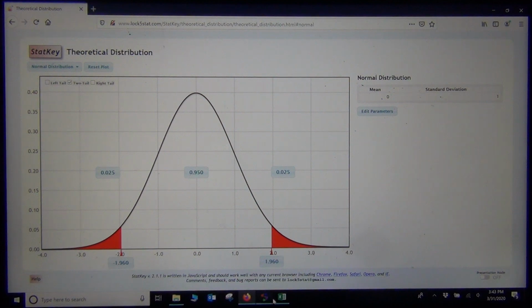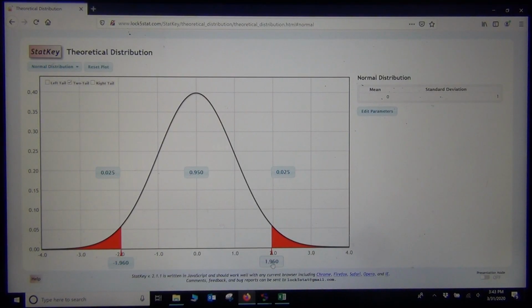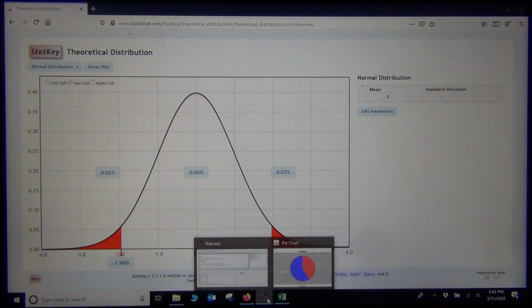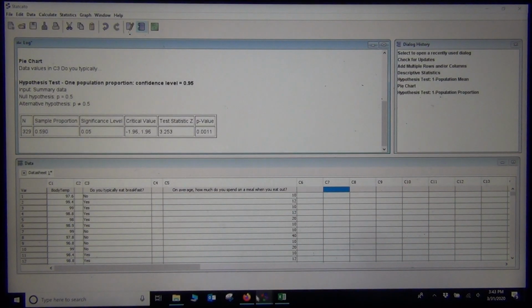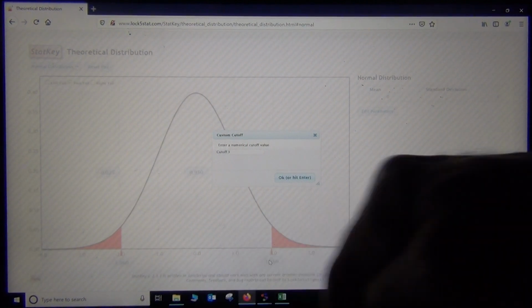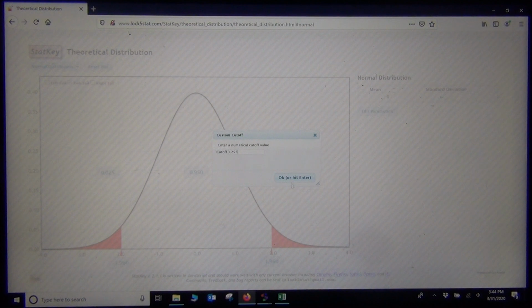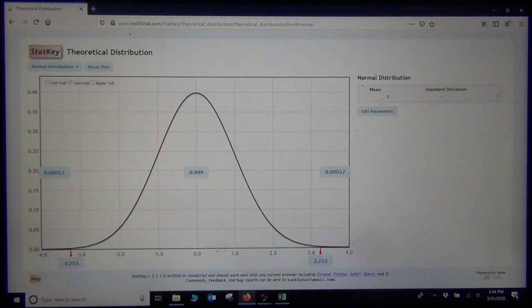True. Again, the test statistic that Statcato calculated was 3.253. So we're just going to put that. Now, if it was negative, put it in the left box. If it was positive, put it in the right box here. So again, we're going to put 3.253 right here. Now, it will automatically adjust to the other box. All right, so the other one will adjust too.